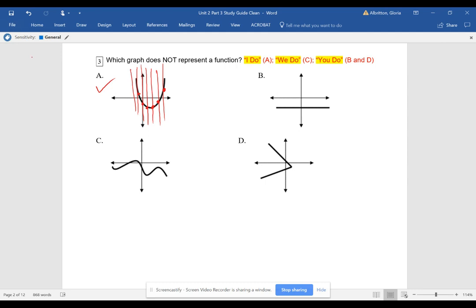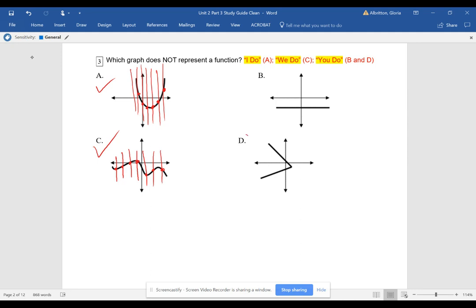Let me look at C. Again, the vertical line test is what we're looking for. And the vertical lines drawn on this graph only pass through the graph at one point only. So this one is a function because it passes the vertical line test. Now you can check B and D. See what you think.